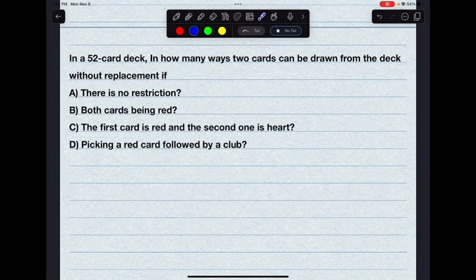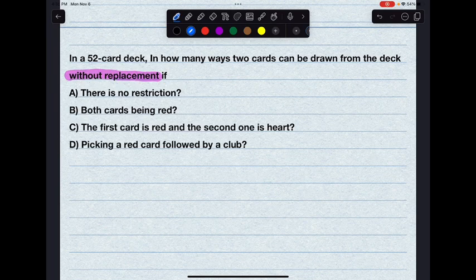So let's do another card problem. So here again we have 52 cards. Now we are going to again draw two cards from this 52 cards, but this time we have the situation of without replacement. So previous question, the last question, it was with replacement, but here we have without replacement. So what happens when we change the replacement bit, without replacement? So part A, it says there is no restriction. Okay, so we do not have replacement and we do not have any other restriction on the question.